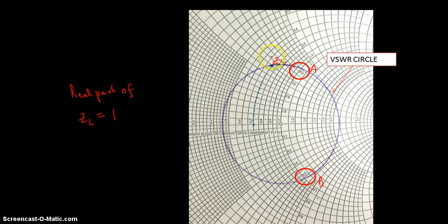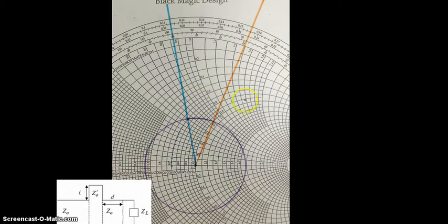Always remember that from your load you will move clockwise and you will consider the point which is nearer to your load. Here you have point A and here you have point B. If you start from ZL and start moving clockwise, the first point that you will reach is point A. So we are going to consider point A here, where the value of R is equal to 1, and this is your ZL value.